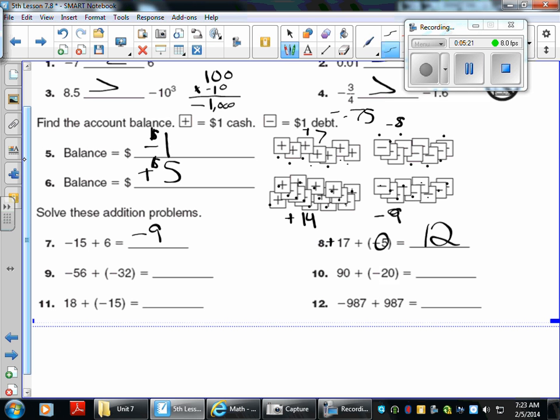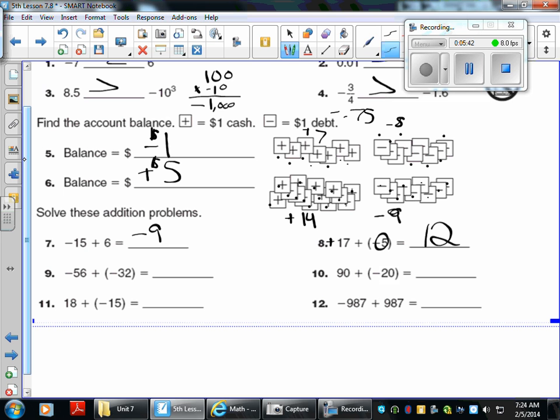Same process goes for 9. We have -56. Let's say I owe $56. Oh, I'm adding another debt. I owe another $32. So -56 plus another -32 would give me a further negative number. I'd move further in the hole because I still owe.